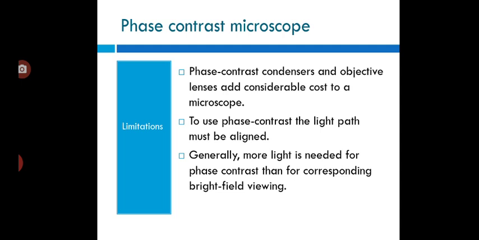To use phase contrast, the light path must be aligned. Generally, more light is needed for phase contrast than for corresponding bright field viewing, since the technique is based on the diminishment of the brightness of most objects.